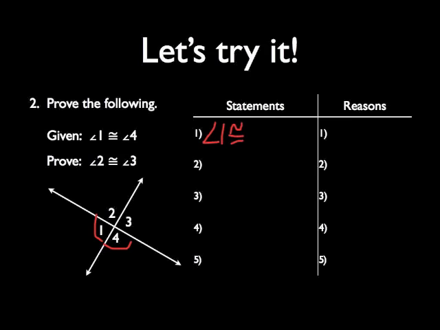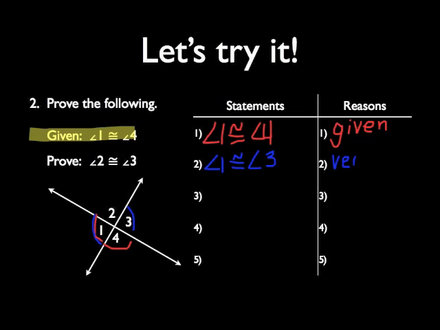Angle 1 is congruent to angle 4. How do we know that? Well, it's given. So that's what we're going to write down over here for our reason. Now remember, we just learned the vertical angles theorem, so let's use that really quick. If I look at angle 1, that is going to be congruent to another angle, angle 3 here. Angle 1 and angle 3 are congruent because of the vertical angles theorem.